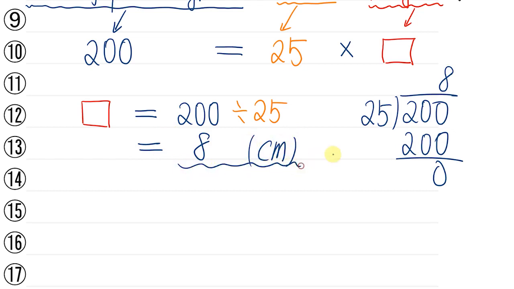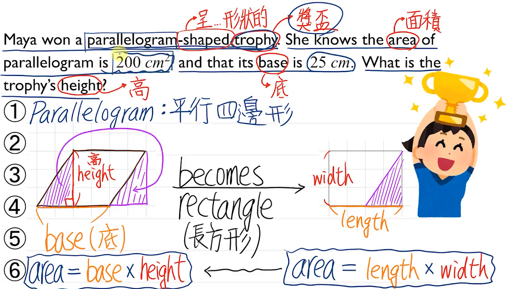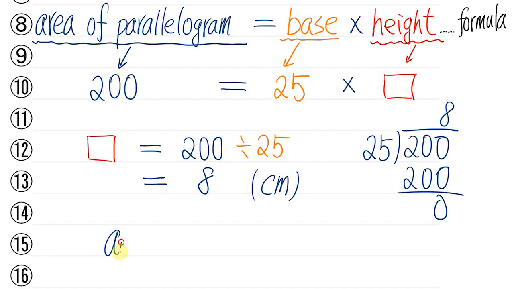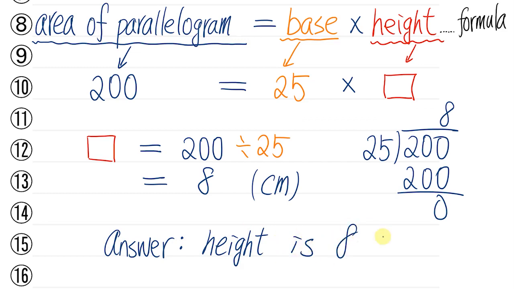The unit is centimeter. It's because of the fact that the area of the parallelogram is given in square centimeters. And so the answer to this question is that the height of the parallelogram is 8 centimeters.